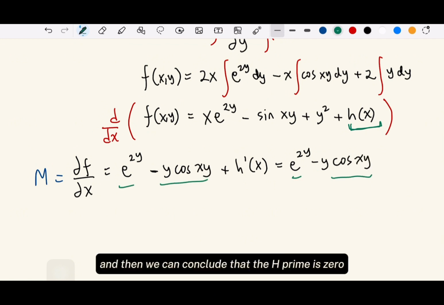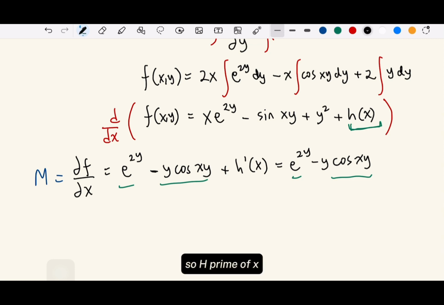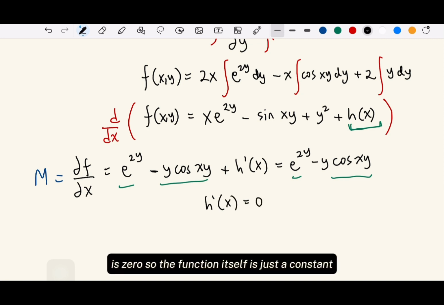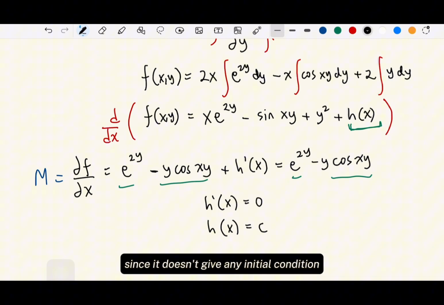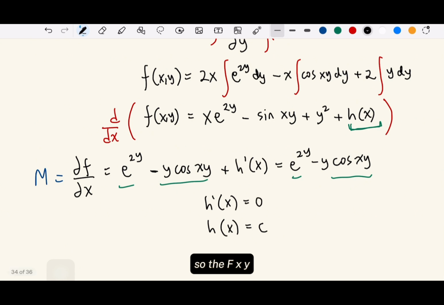And then we can conclude that the h prime is 0. Okay. So h prime of x is 0. So the function itself is just a constant. Let's say it's constant c. Since it doesn't give any initial condition, we can just write c. Okay.